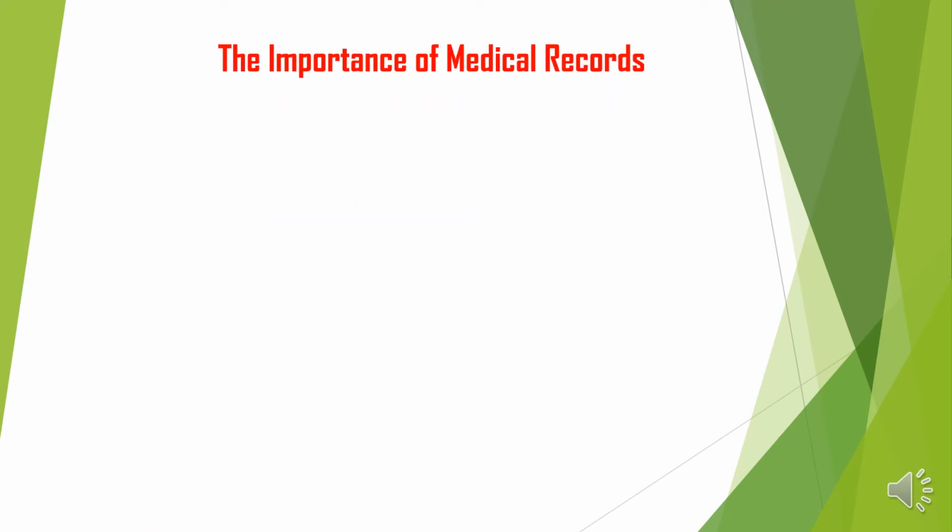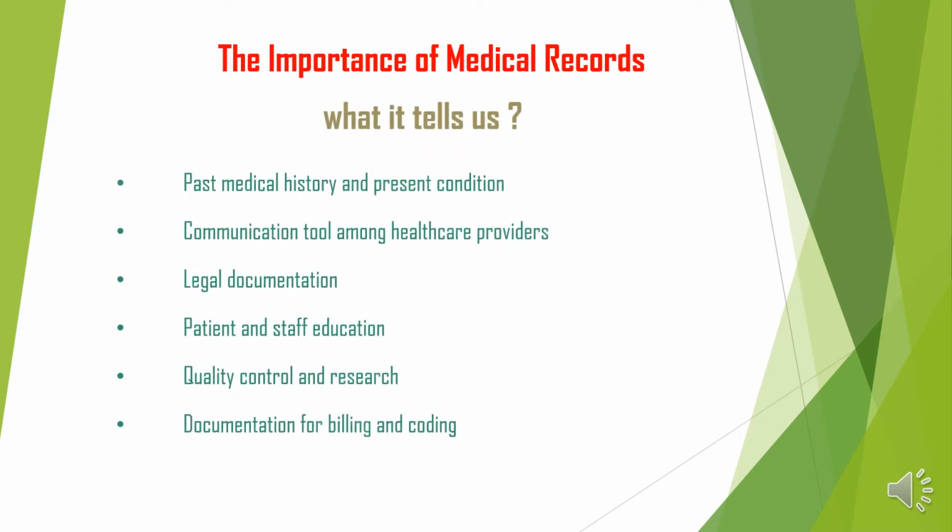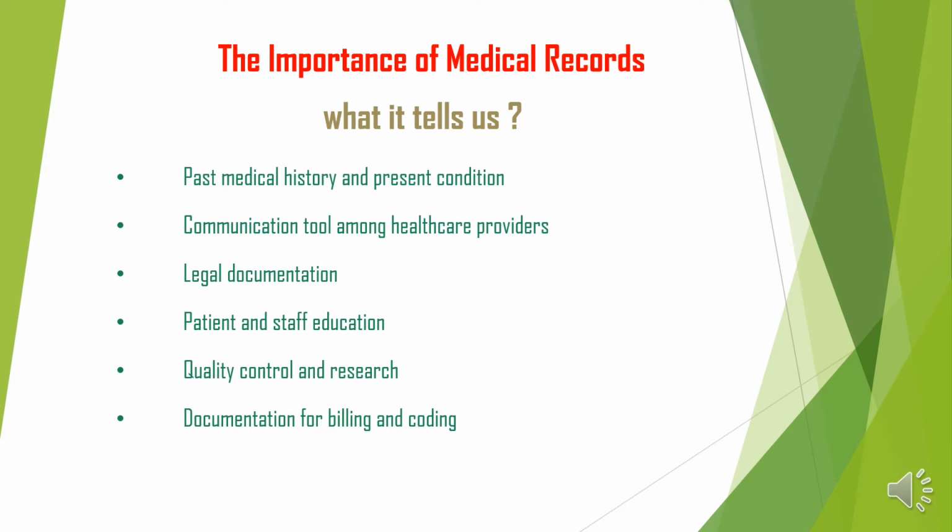So what's the importance of the medical record? Meaning what kind of information we can take from the medical record? Meaning what are the uses of the medical record? What does the medical record tell us? We can find in the medical record the past history and the present condition of the patient. The medical record is considered a communication tool among healthcare providers. It's a very rich source of legal documentation.